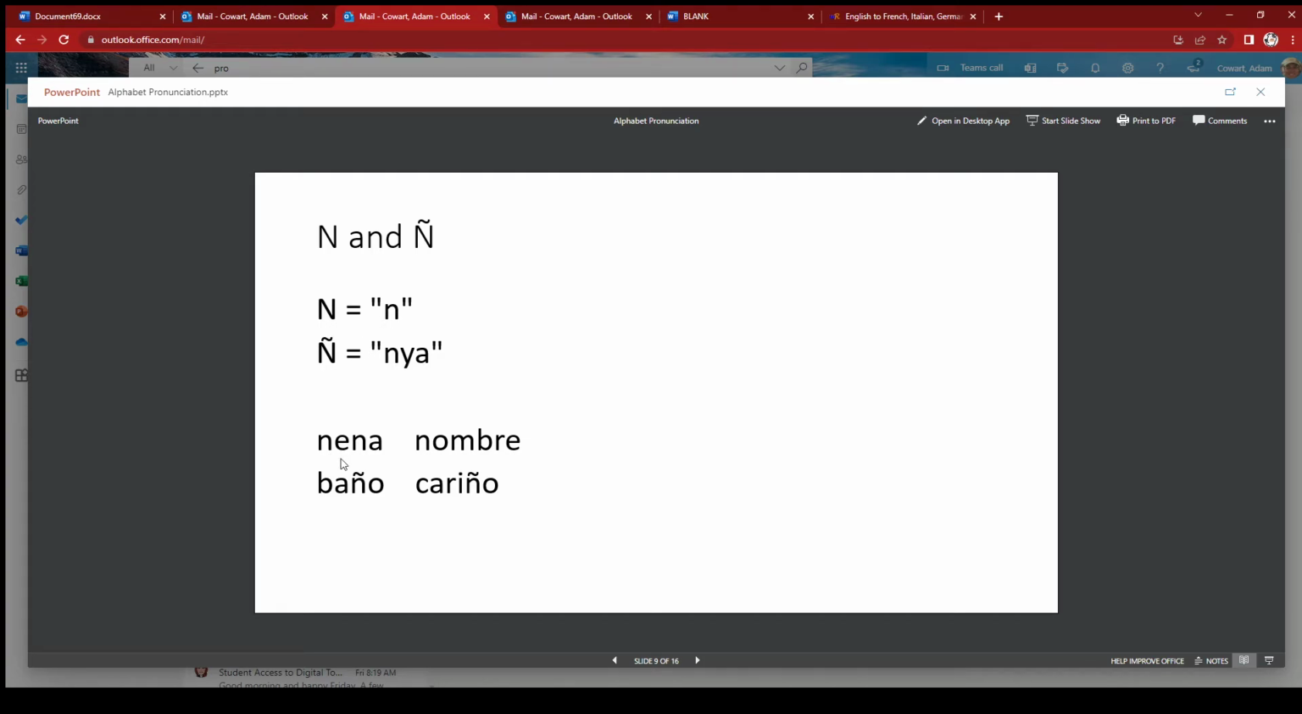All right, so here's regular N's. Nena, nombre. And then remember, when you see an Ñ, you go nya. So this is baño, cariño. If this was a regular N, it'd be bano, but now it goes baño, nya, cariño.